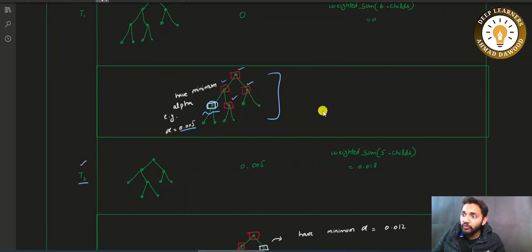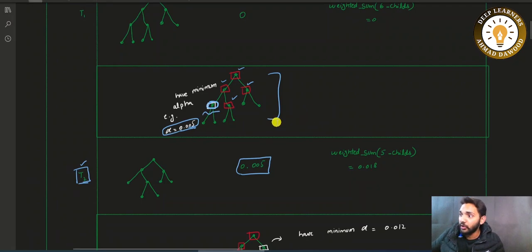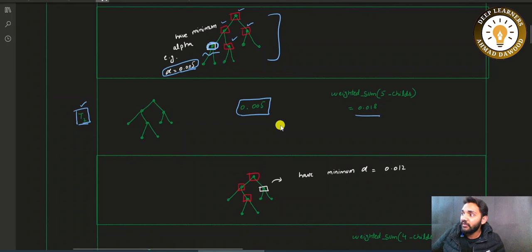Okay, and this T2 will have the alpha value 0.005, which is the same as the alpha value of the non-terminal node which was recently pruned. The alpha value of that non-terminal node will be the alpha value of the tree T2, which we created when we pruned the branches of that node. And again the weighted sum, here you can say the weighted sum of 5 leaves. Okay, 5 leaves.